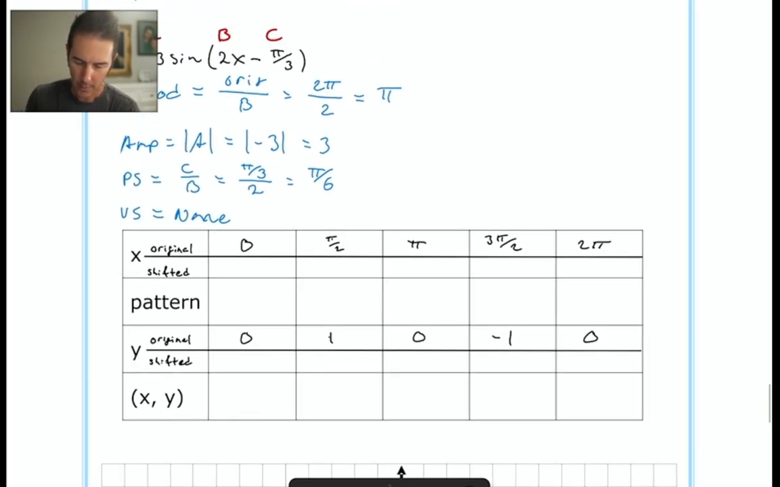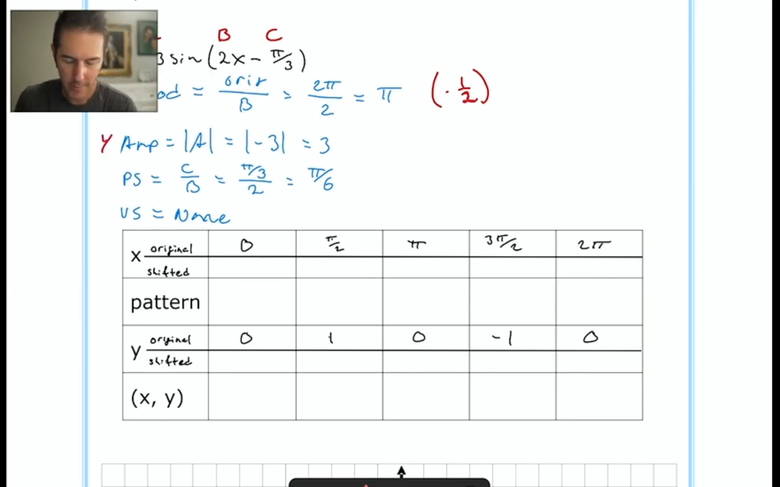Great. Now, the period is pi. How do you change a 2 pi into a 1 pi? You cut it in half. So we're going to be multiplying all of our x values by 1/2. The period impacts x values. The amplitude impacts y values.